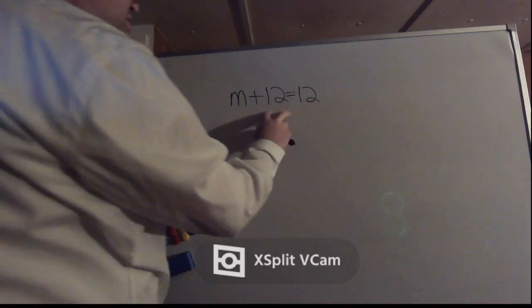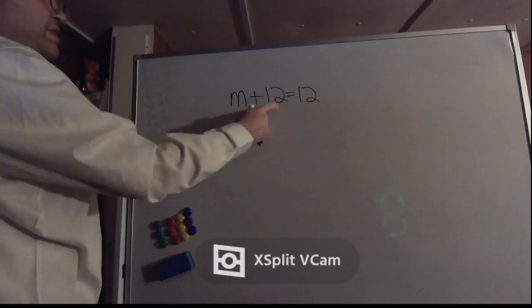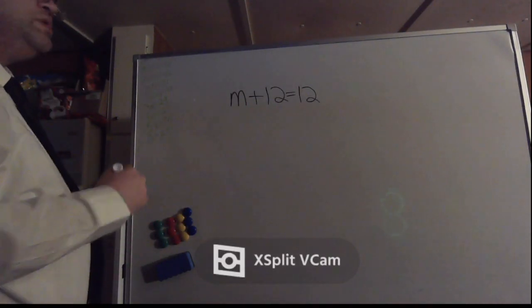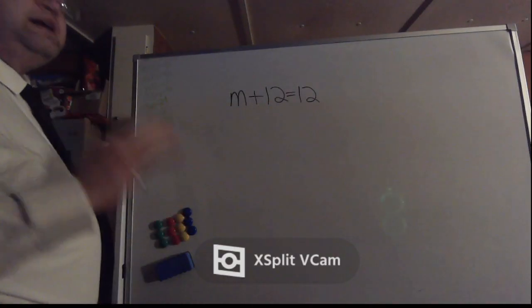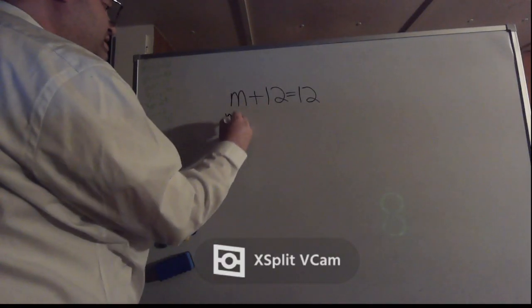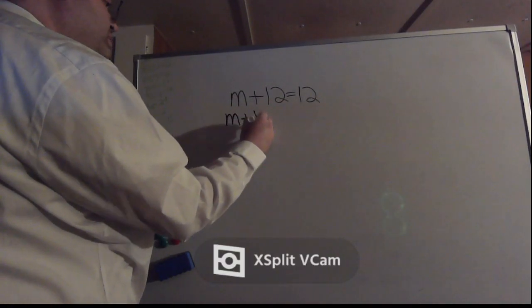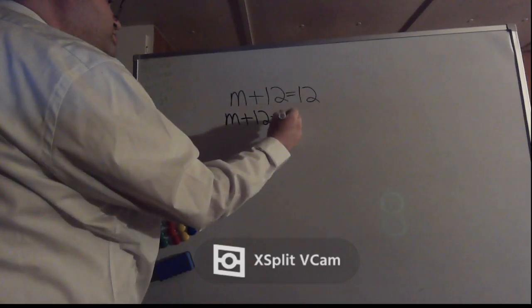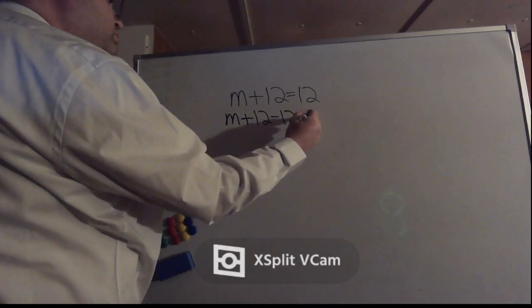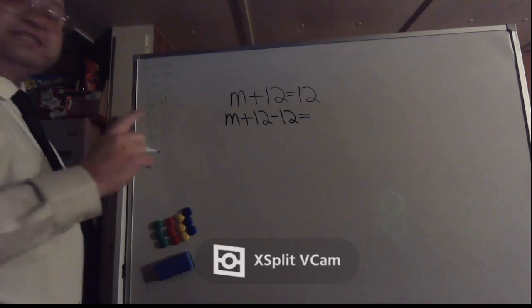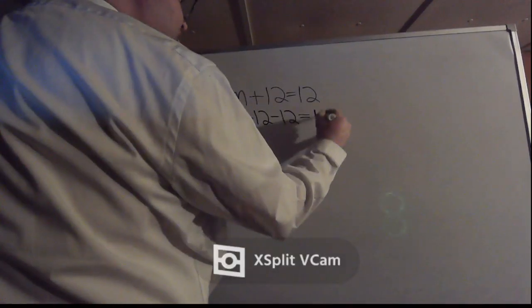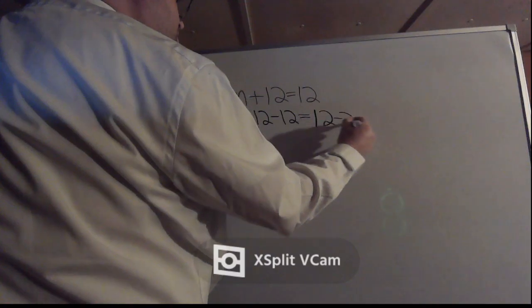Well, we have m plus 12. We need to get rid of that 12, don't we? So the only way to get rid of 12, you have plus 12, is you need to minus 12. So we'll have m plus 12 minus 12 is equal to, now what you do to one side, you have to do the other. So if I take away 12 from the left side, I need to take it away from the right side also.